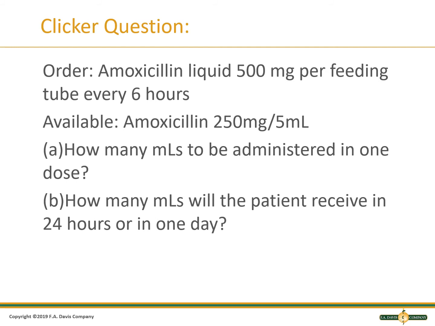So here is a question for you. The physician orders amoxicillin liquid 500 mg per feeding tube every 6 hours. We have available amoxicillin 250 mg per 5 mL. How many mLs should be administered in one dose, and how many mLs will the patient receive in 24 hours or in one day?